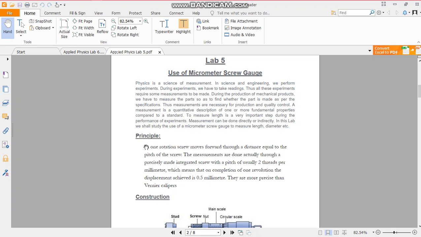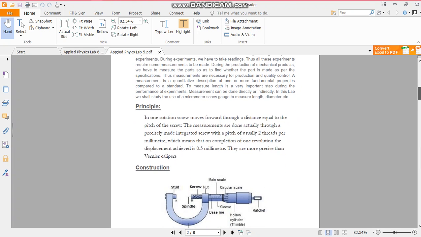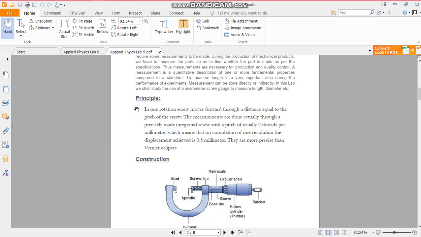So what is the principle of the screw gauge? A question can come: write down the principle of screw gauge. Not that simple, but maybe I will ask about the construction or the parts of the screw gauge.